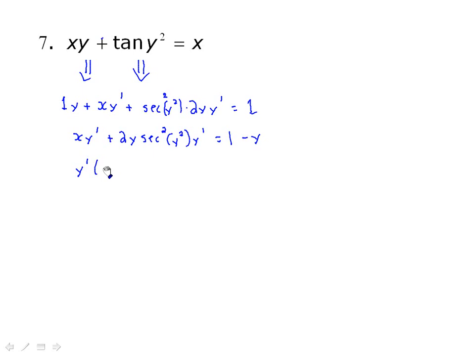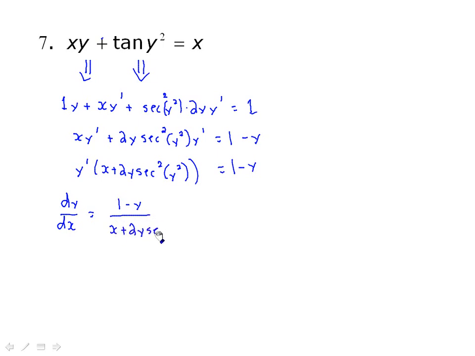Factor out the y prime, and we get x plus 2y secant squared y squared. And that's equal to 1 minus y. And then to finish it off, dy dx will be equal to 1 minus y divided by x plus 2y secant squared y squared. That bracket is not necessary around the argument, but I put it there anyways.